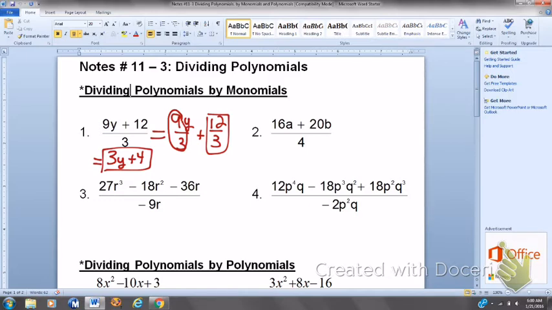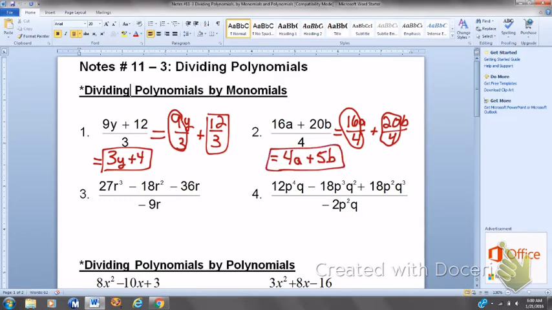If we go to the next one, we can do the same thing. I have 16a divided by 4 plus 20b divided by 4. So again, it's really just the numbers that we're dealing with. 16 divided by 4 is 4, so I have 4a. 20 divided by 4 is 5, plus 5b.